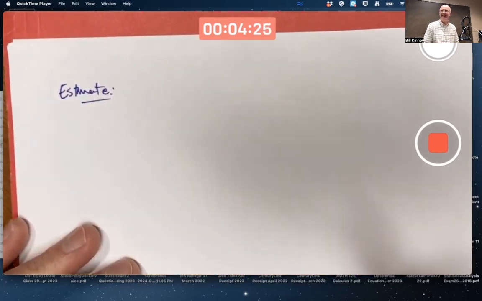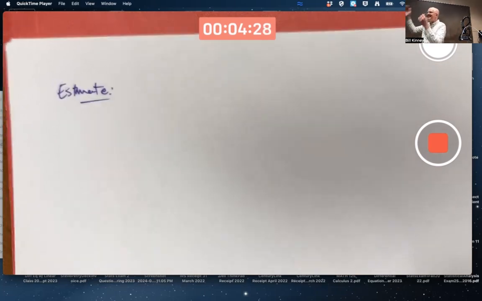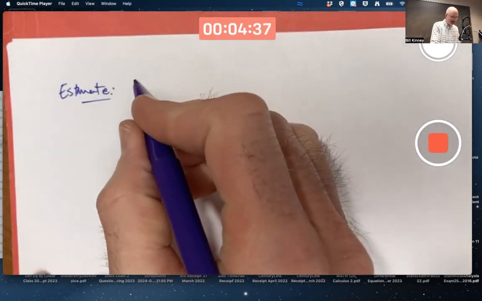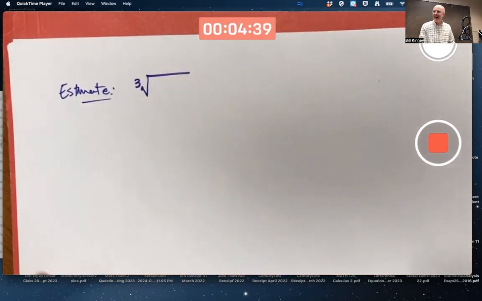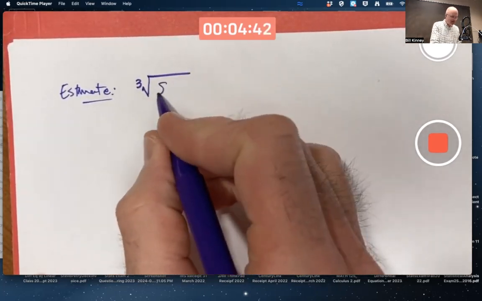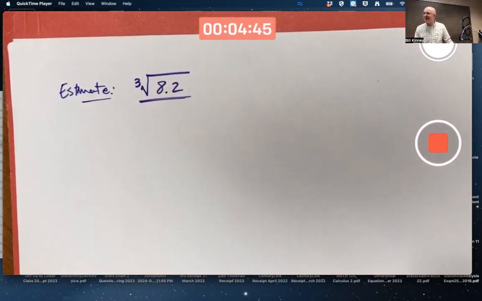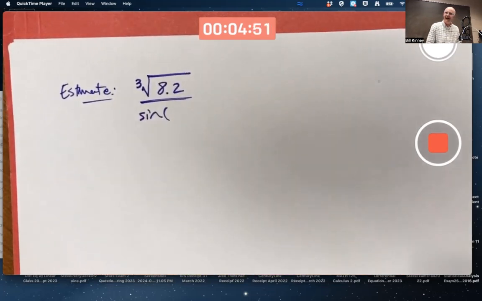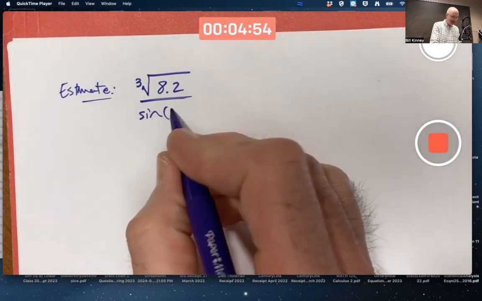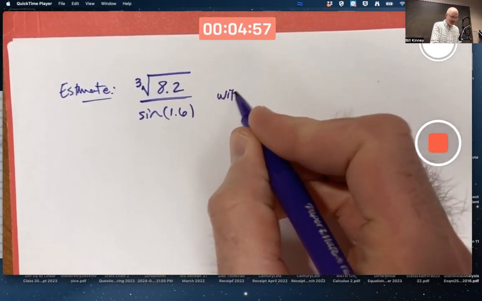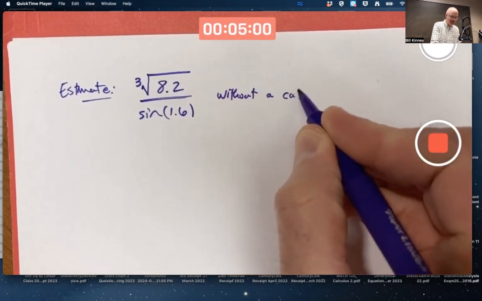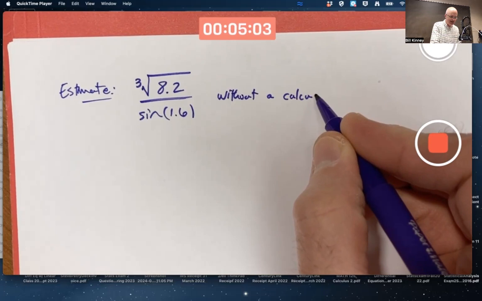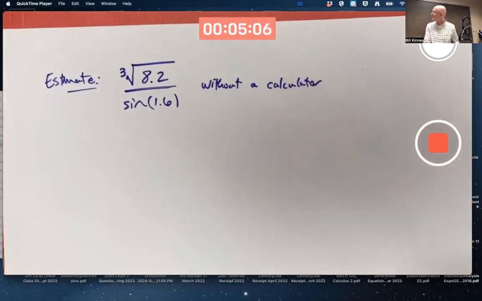Estimate the following quantity without technology, because you don't have any technology. No calculator, no internet, no Mathematica. Estimate, let's make it the cube root of 8.2 divided by, how about, sine of 1.6 without a calculator. Okay, I should have said technology. Without a calculator, no technology at all.